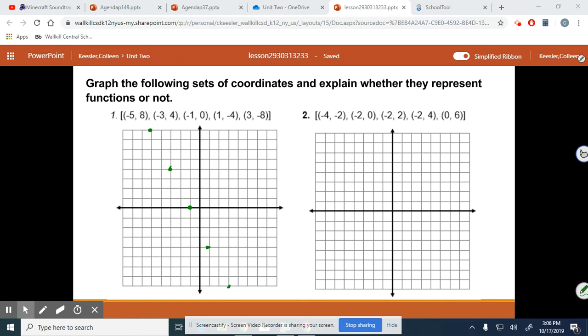So here we have a whole bunch of points that if I were to connect, form a straight diagonal line. Within my diagonal line, I do not have any vertical line sections. Therefore, this passes the vertical line test and is a function. So we can state that this is a function because each input only has one output and it passes the vertical line test.